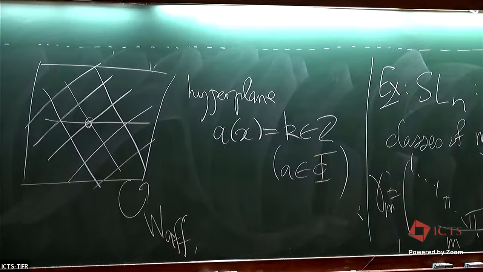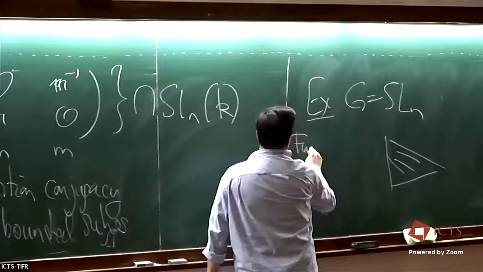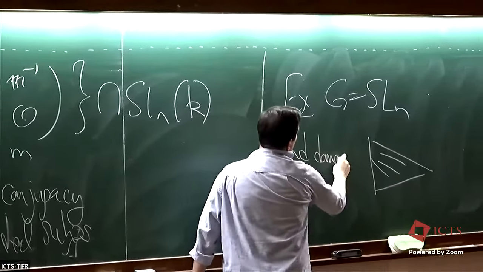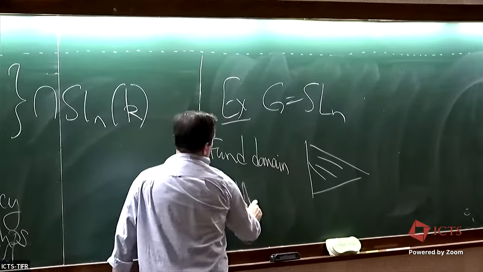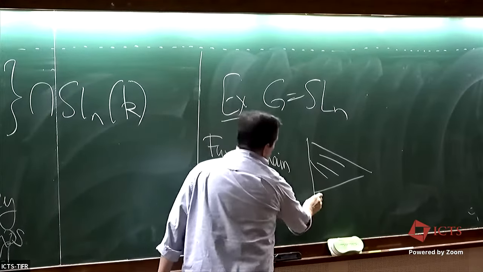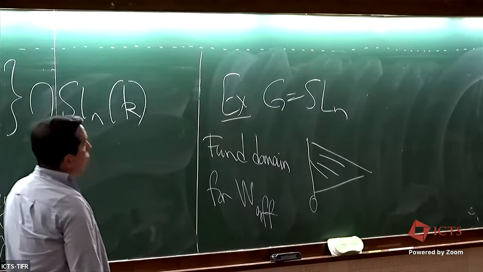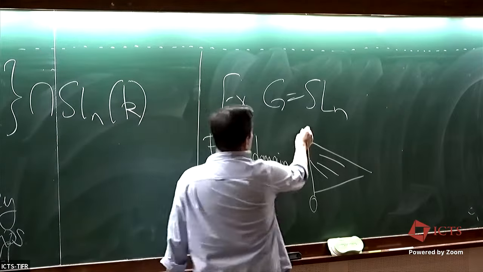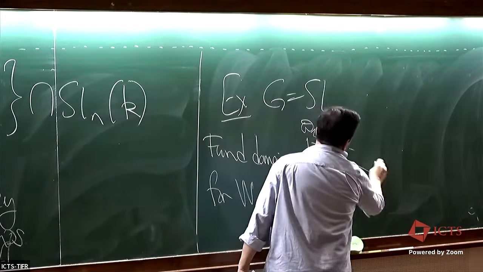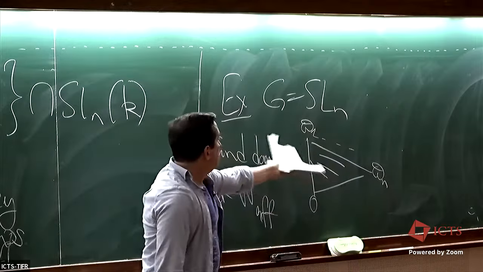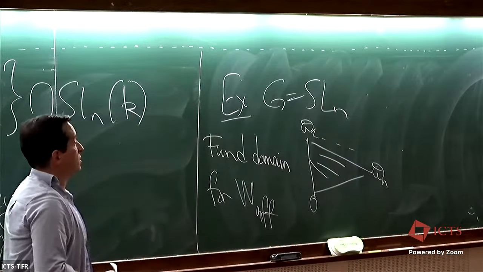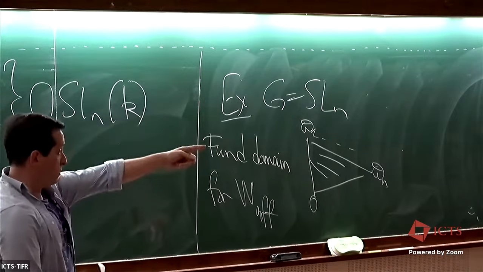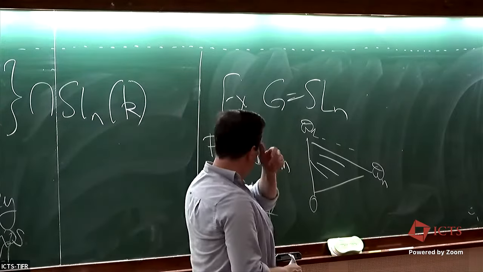So in the case of SLN, if you form a fundamental domain for the action of the affine Weyl group, one instance of it turns out to be a simplex, one of whose vertices is at the origin, and the other vertices are at these, what are they called? These fundamental co-weights, okay? The dual basis to the basis of simple roots for a positive system of roots, okay?